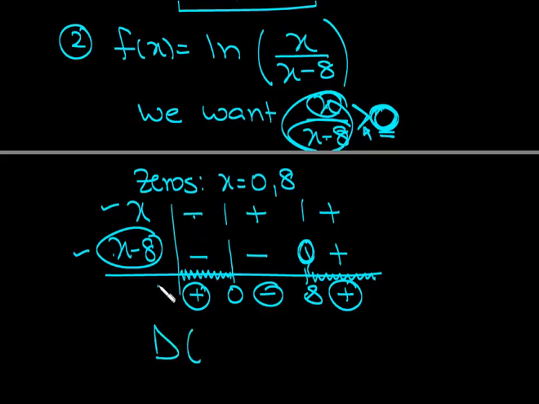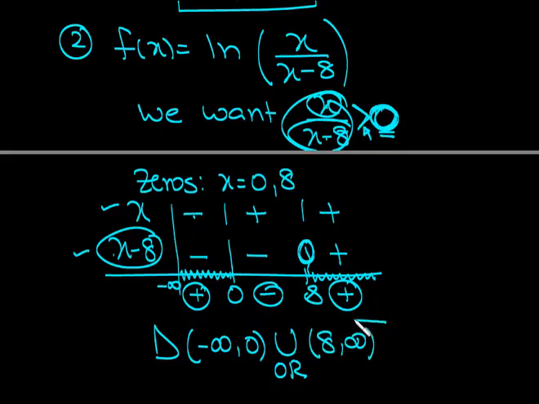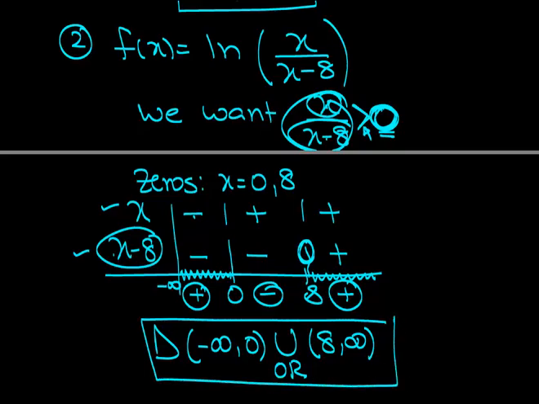All the numbers from minus infinity to 0, or, and we denote that by the union, all the numbers from 8 to infinity. So there's your domain of that function.